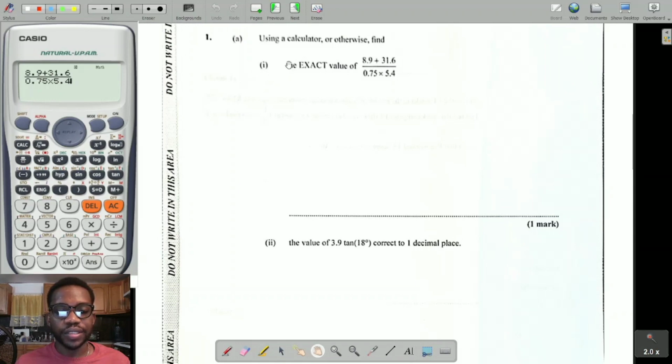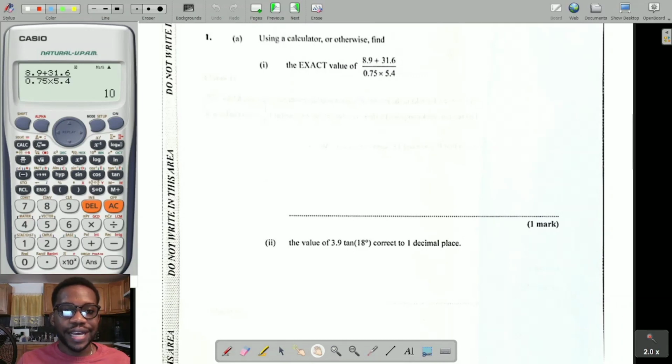Now here's question 1. It says, without using a calculator otherwise, find the exact value of 8.9 added to 31.6 all over 0.75 multiplied by 5.4. It would be perfect for a question like this if you simply plug everything into your calculator. With a calculator like this, the first thing I'm going to do is go for the fraction bar. At the top, I'm going to have 8.9 added to 31.6. You use the arrow button to go down, and then you're going to have 0.75 multiplied by 5.4. And all you have to do is press the equal sign.